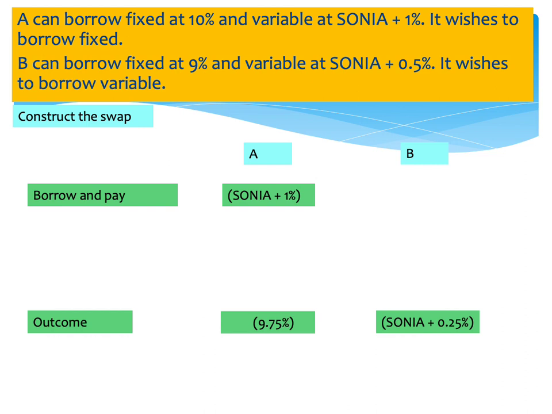B had to borrow fixed, even though it wants variable. When we set this swap up, we said B had to do the fixed borrowing. So B is going to borrow fixed at 9%, and that's what it's going to take out and pay to the bank.